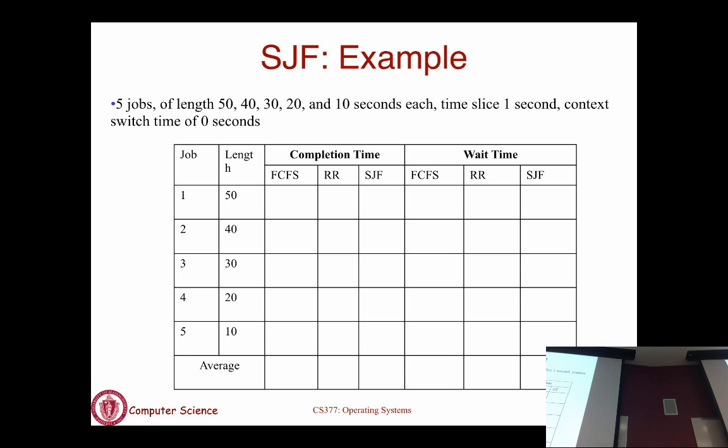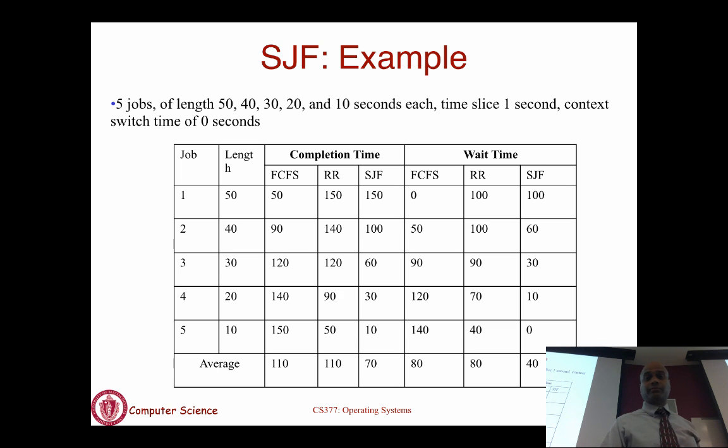SJF looks at the job length. It just so happens that these jobs are sorted in descending order of job lengths. So in this case, you are going to start from the bottom, and that's the shortest job, that's the next shortest job, and so on. So you are going to schedule in SJF, starting with job 5, and then job 1 gets to go last. Round robin is just cycling between them. It doesn't care about the arrival order or the length. It's just scheduling all of them 1 second at a time.